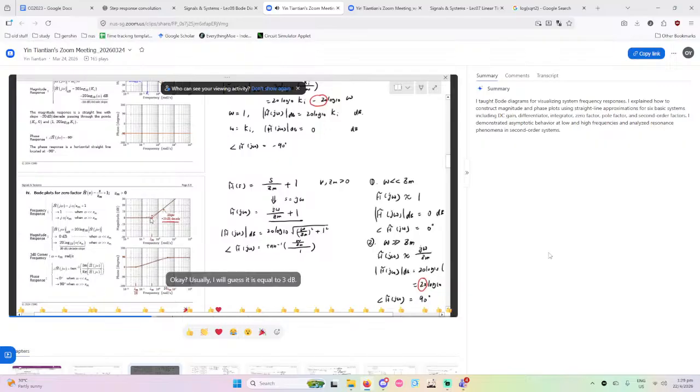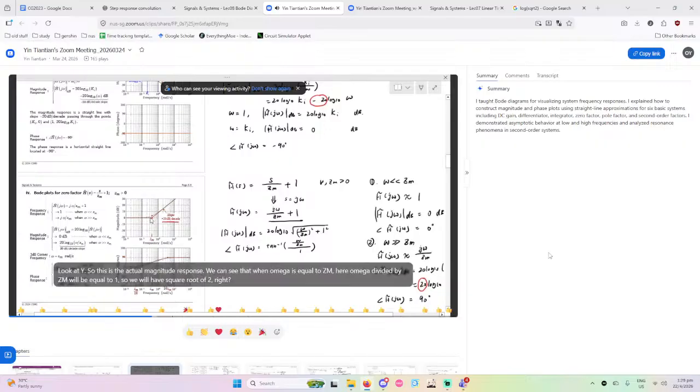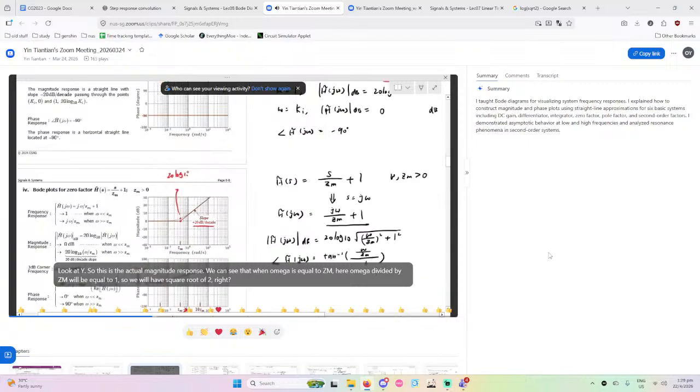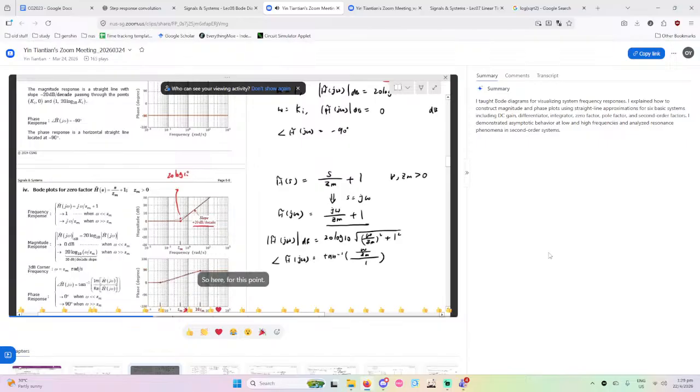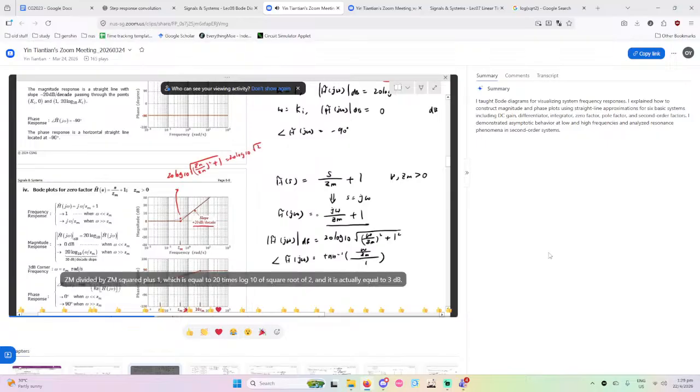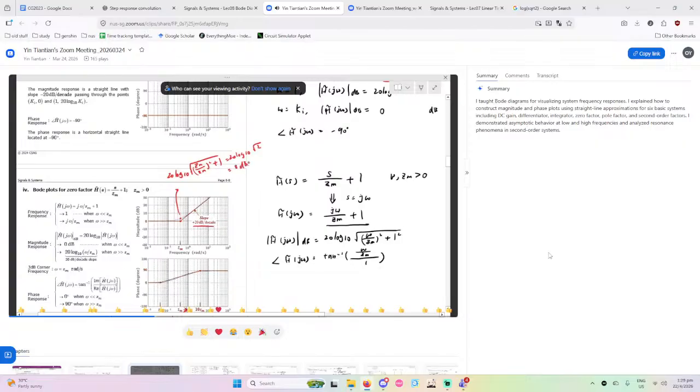Okay. Usually, I will guess it is equal to 3 dB. So let's look at why. So this is the actual magnitude response. We can see that when omega is equal to Zm, omega divided by Zm will be equal to 1. So we will have square root of 2, right? For this point, the magnitude is equal to 20 times log 10 of the square root of (omega over Zm squared plus 1), which is equal to 20 times log 10 of square root of 2, and it is actually equal to 3 dB. So this is the actual magnitude response here.